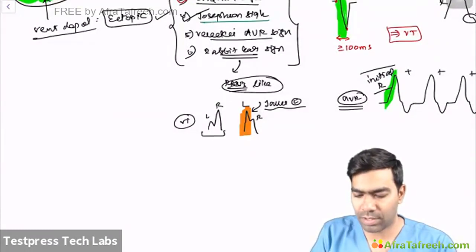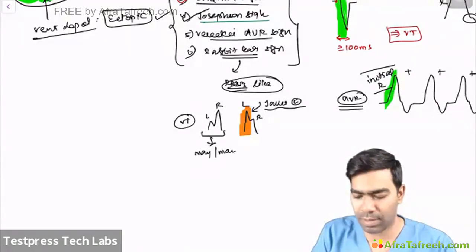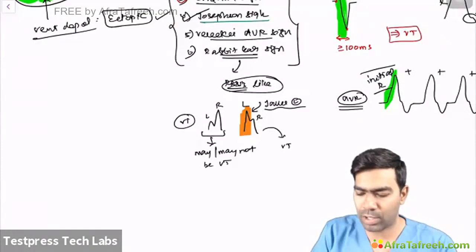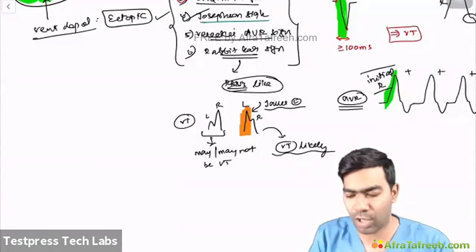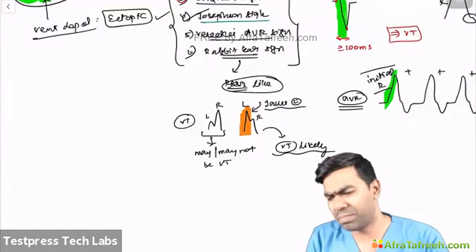Suppose if you have this kind of picture, it may be a VT, may or may not be a VT. I'm not telling that it should not be a VT, but this is very likely to be a VT. That's what I'm trying to tell. So high likelihood for VT if you have a taller left rabbit ear, if you have a right bundle branch block like pattern. Apart from that, many other criteria are there.